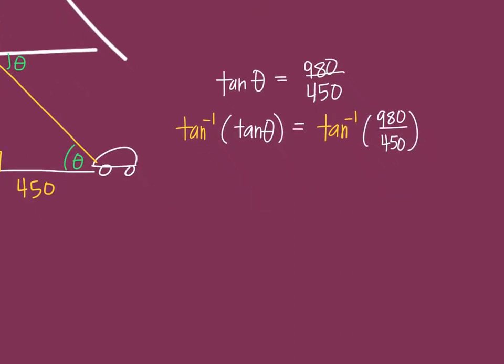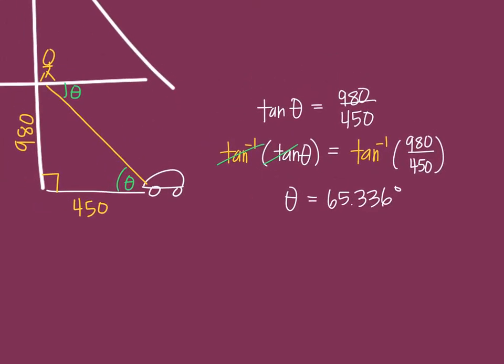And so on the inverse tangent side, it crosses out. I'm left with theta by itself. And then making sure I just type in tan inverse and use the calculator to find that. Who's got that one? 65.23. Yep, I agree. All right. And that is the angle of elevation, which is equal to the angle of depression. So I've answered the question by finding the angle of elevation. I've answered the question for the angle of depression also.